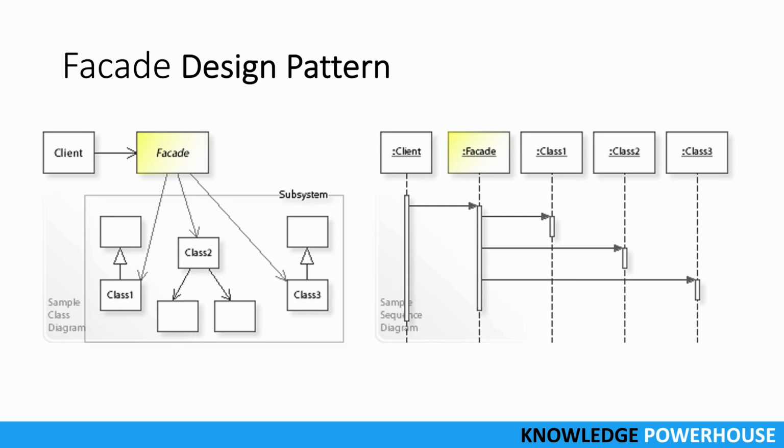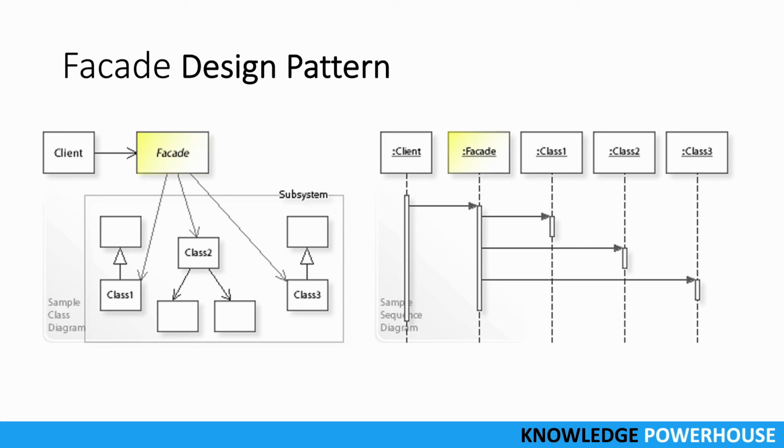Then we have the facade design pattern, and again facade is also similar to adapter. Here the client wants to access multiple classes instead of one class. Adapter is normally for one class. In this case, the client wants to access methods in multiple classes. Now what we do is create a facade. Using that facade, we expose the methods of the underlying classes, right?